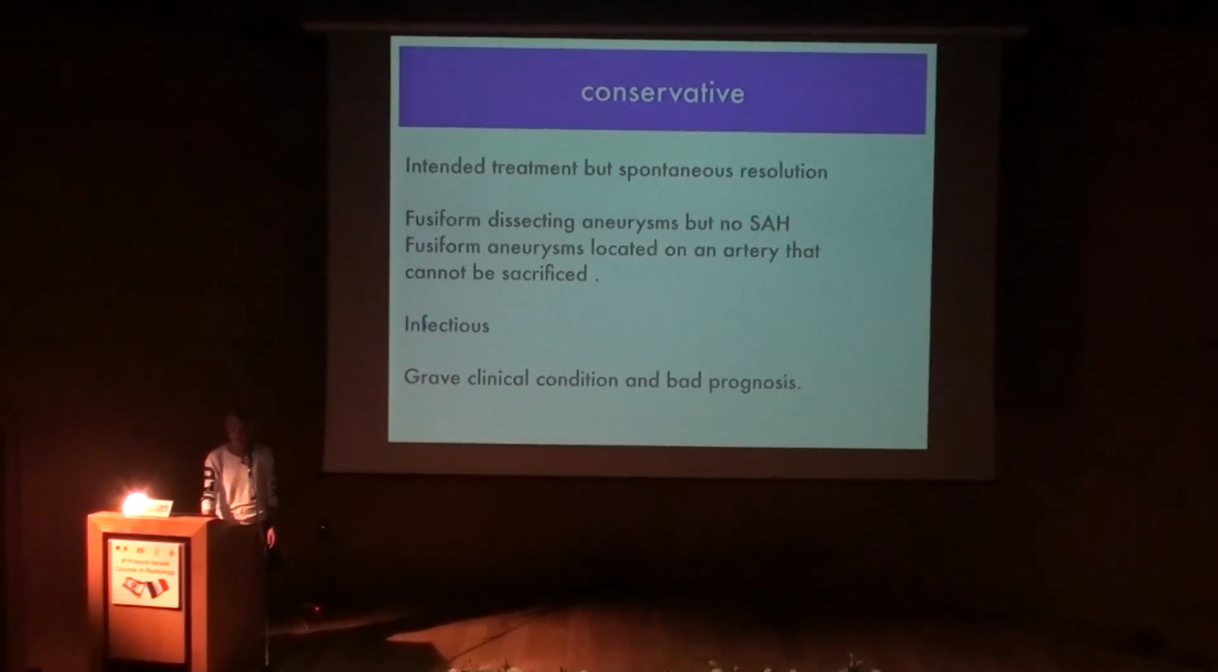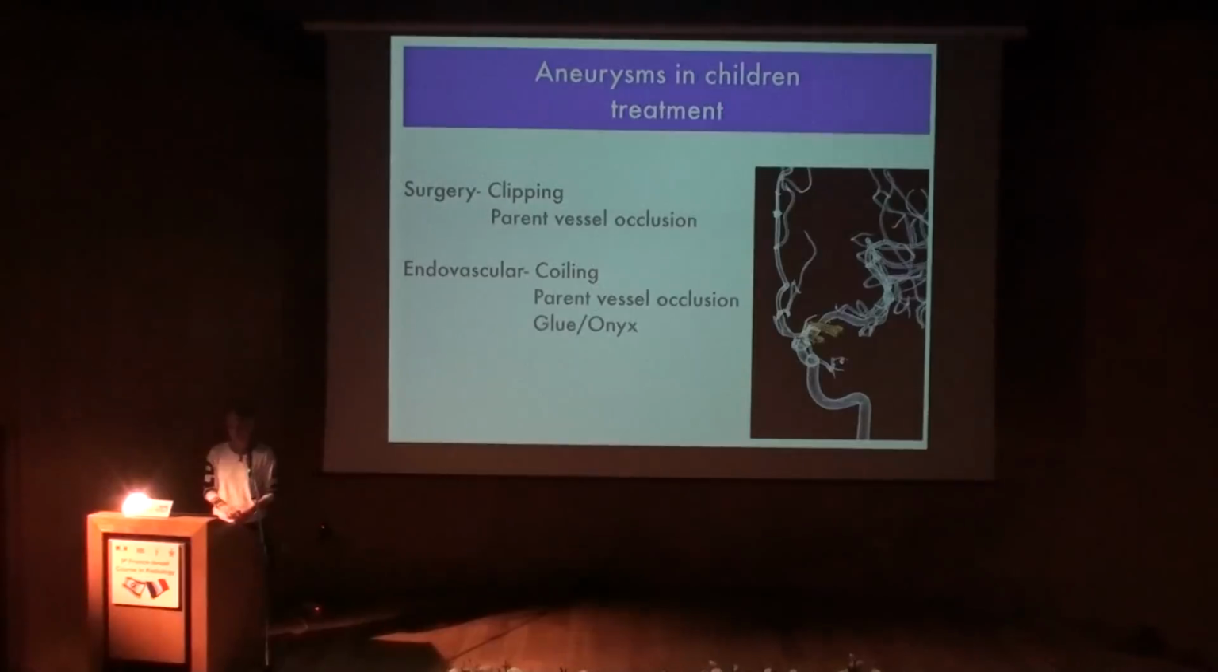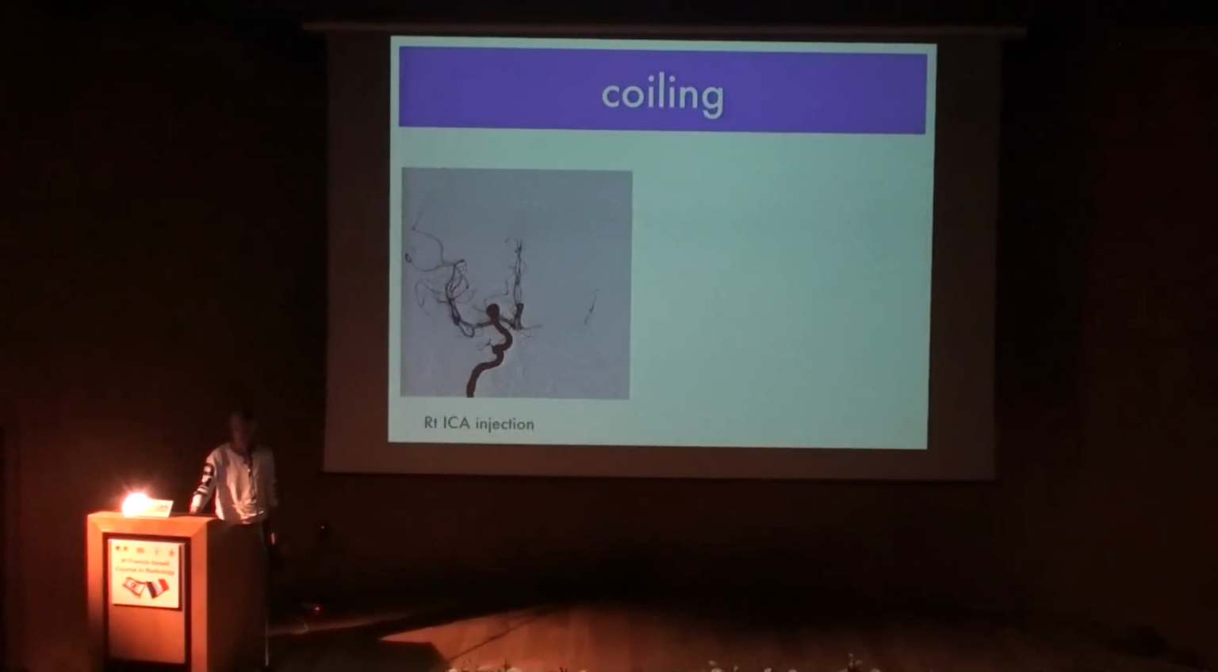And then there's the infectious group, which if the aneurysm didn't bleed, usually we treat them with antibiotics and the treatment for the thing that caused the aneurysm. Surgery is clipping and occlusion. I'm not a neurosurgeon, so I'm not going to talk about that. And then the endovascular treatment is basically like in the adults. Those are the tools that we have. It's coiling. We can occlude the vessel if it's a giant aneurysm, or we can inject glue or Onyx.